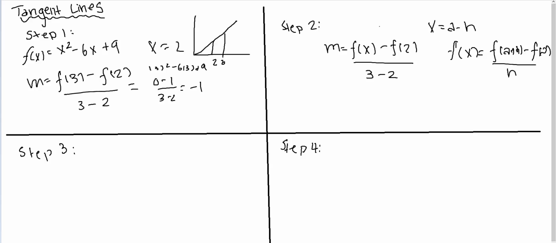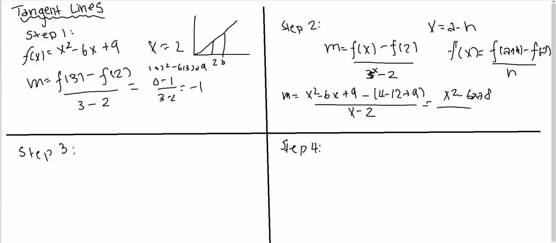So what we're doing is a makeshift way to find our derivative. Knowing that, we are going to expand this, and we get m is equal to x squared minus 6x plus 9 minus 4 minus 12 plus 9, all over x minus 2, my apologies. And that gives us x squared minus 6x plus 8 all over x minus 2, and that is going to be our slope of our tangent line.